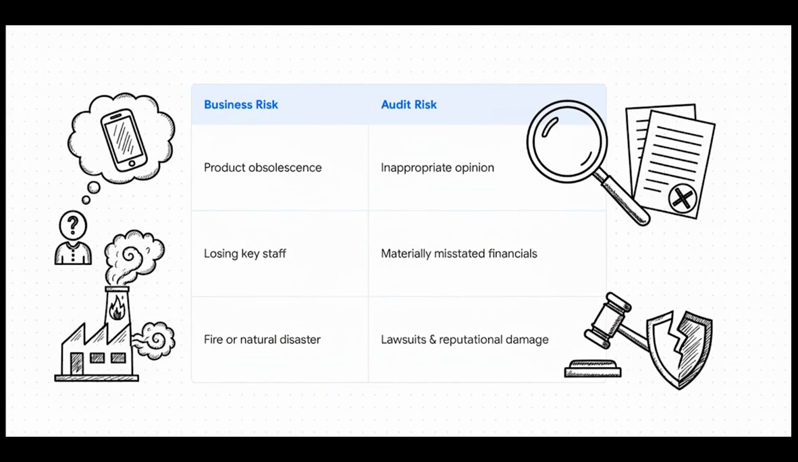And it's so important to separate the company's risk from the auditor's risk. You see, a company worries about things like their hot new product becoming obsolete or a fire at the factory. That's all business risk. But the auditor has a totally different fear: signing off on the financial statements and being catastrophically wrong. The fallout from that isn't just a bad day at the office. We're talking about lawsuits and career-ending damage.